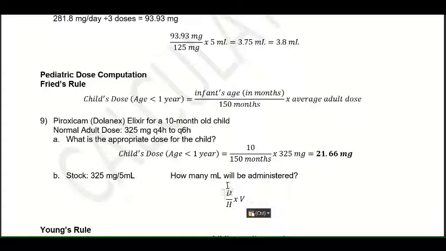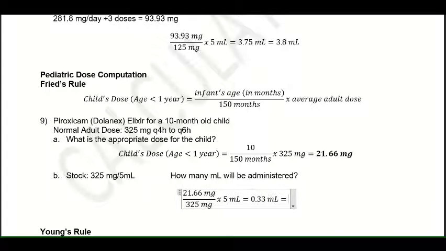So based on this order, what is the desired dose? We did a computation: 21.66 milligrams. The stock is 325 milligrams. The vehicle is 5 ml. So let's do the math. 21.66 divided by 325 times 5 ml. It gives us a value of 0.33 ml. Basically, you'll only be giving 0.3 ml to your patient.